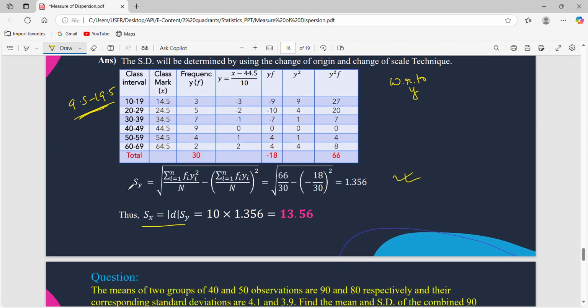So x equals modulus d times sy. Modulus d means 10, so 10 into sy, which we already found as 1.356. So you will find 13.56.